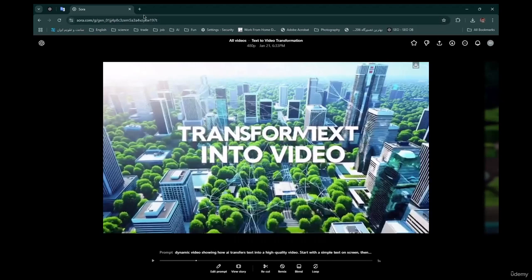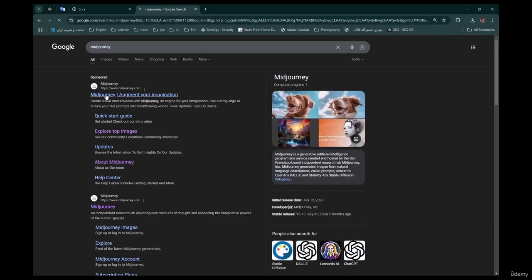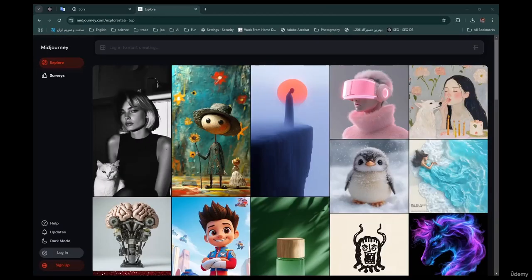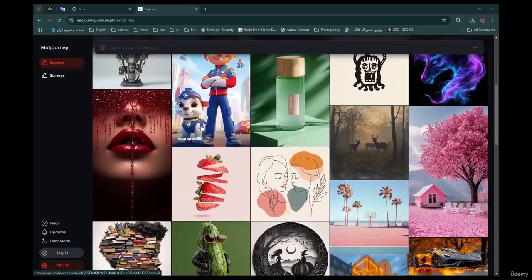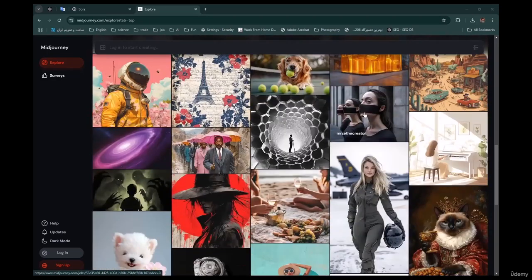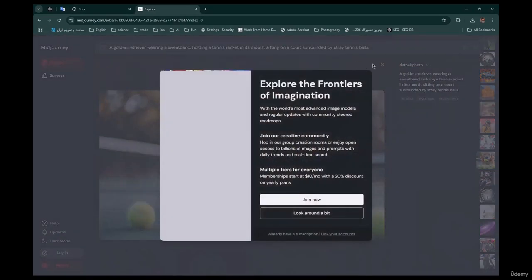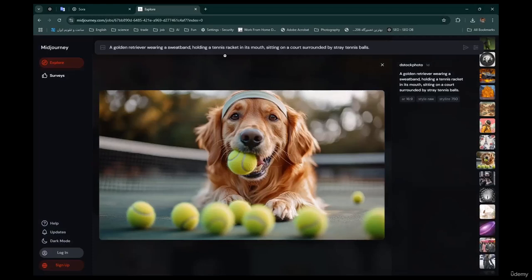After that, we've got other AIs I think you are familiar with that can generate a picture, like this AI called Midjourney. What they do is they receive a prompt, and based on that, they will generate the picture. For example, let's see the prompt of this picture. Something like that, right? A golden retriever wearing a sweatband and so on. So it uses the prompt and generates the picture.